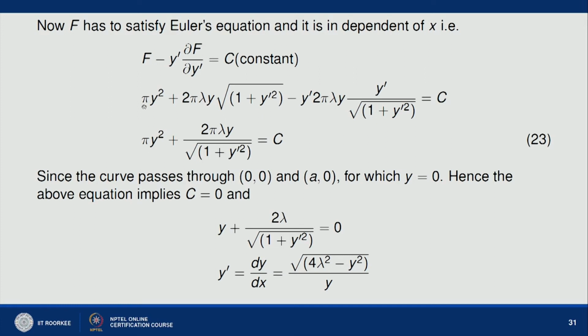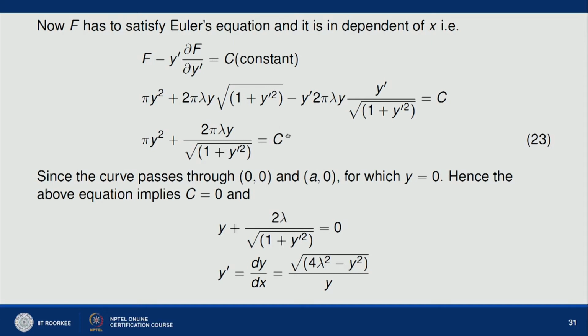So F is given as pi y square plus 2 pi lambda y under root 1 plus y dash square. Now when you calculate y dash times partial F by partial y dash, you will get this equation, and when you simplify you will get pi y square plus 2 pi lambda y under root 1 plus y dash square equal to c.